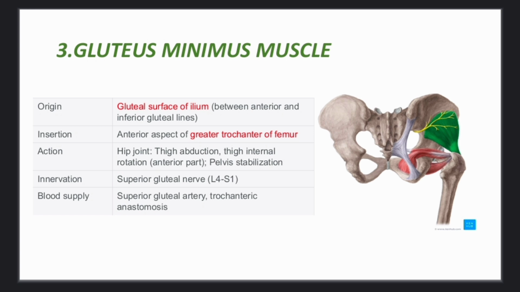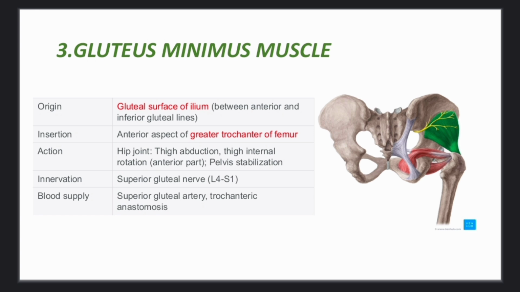It originates from the gluteal surface of the ilium between the anterior and inferior gluteal lines. Insertion, it inserts into the anterior aspect of the greater trochanter of the femur. And now supply, the gluteus minimus is supplied by the superior gluteal nerve. So blood supply, it's provided by the superior gluteal artery.